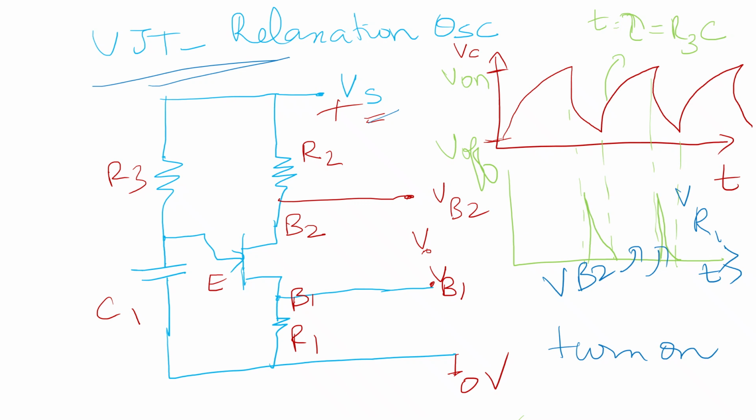So the frequency generated in LC oscillators is greater than 500 megahertz. Another example is the Armstrong oscillator, and the UJT relaxation oscillator we have discussed in today's video.